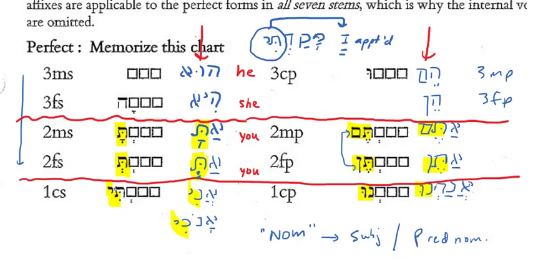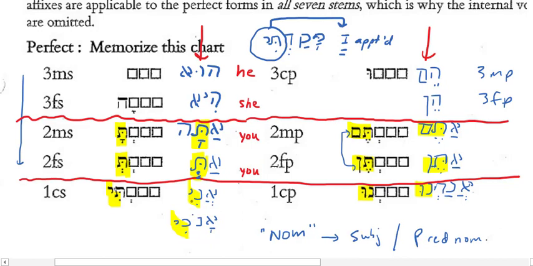So I just want you to see that these do correspond to each other. It's just that we have the full spelling of the tav almost all the time in our personal pronoun. Now, the last thing on the singular side is the first common singular pronoun. And there's actually two forms of it, okay? Ani and anokhi.